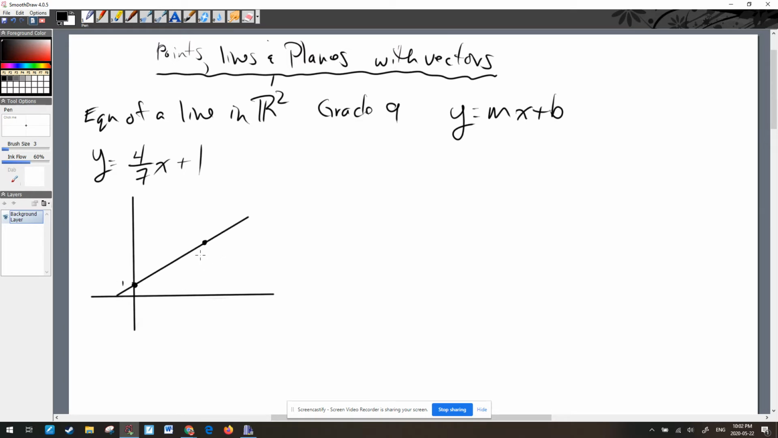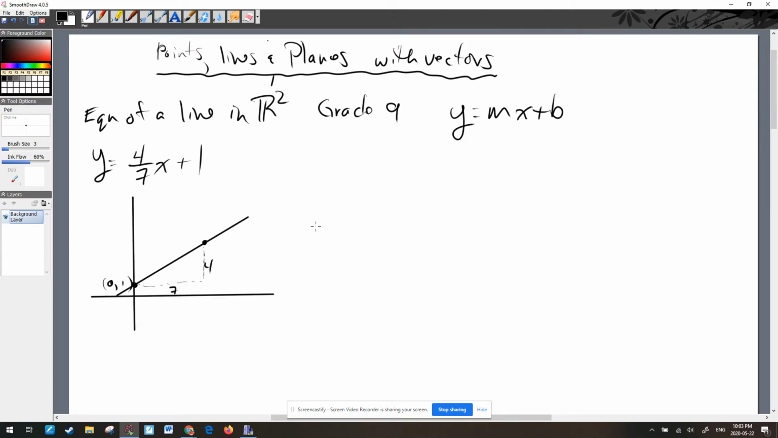So we've got a run of 7 and a rise of 4, and it goes through this point right here, the y-intercept of 1, which we could list as an ordered pair: 0, 1. That's classically how we've always done that, but imagine that we wanted to talk about a vector definition of this. Here's how we could do this with a vector.